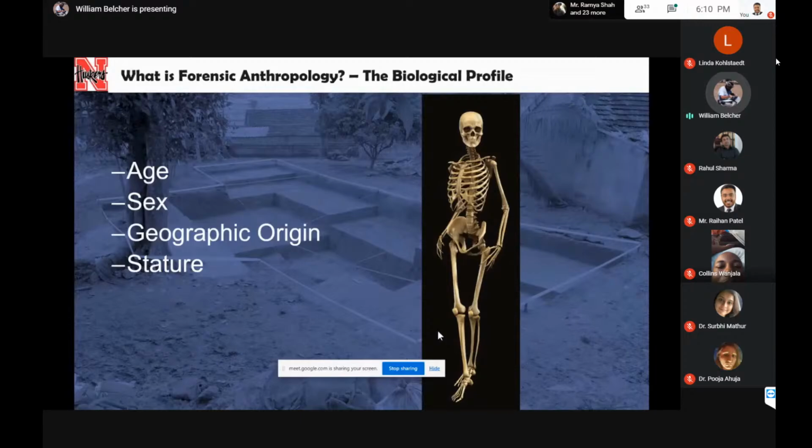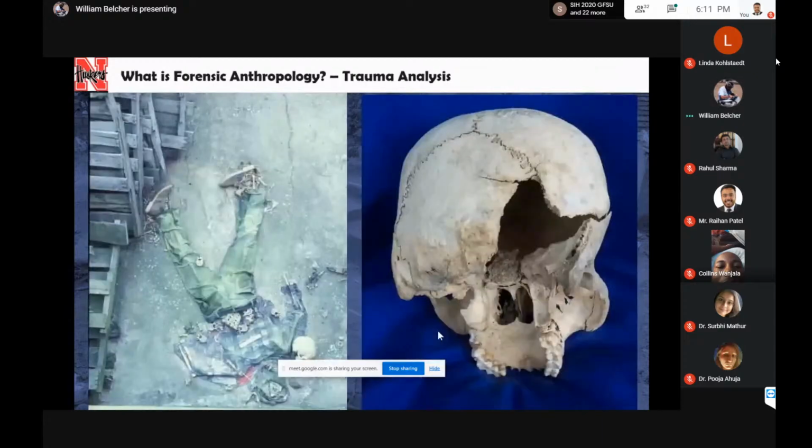So what is the biological profile? That is looking at concepts of how old is this person? What's their sex or gender? What's their geographic origin or ancestry, and how tall were they? These are the basic concepts that we can look at to determine who is this individual. So we can begin to look at how old they are, what's their gender or sex, where did they come from, and how tall were they? These are the kinds of things that we can use to begin to identify an individual.